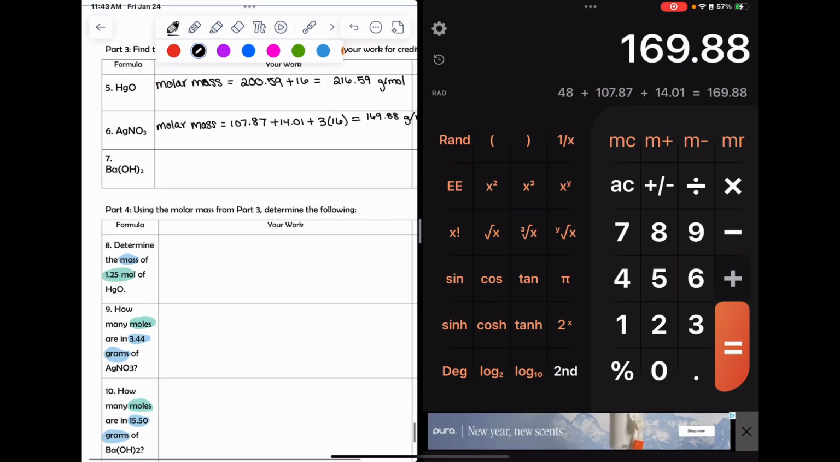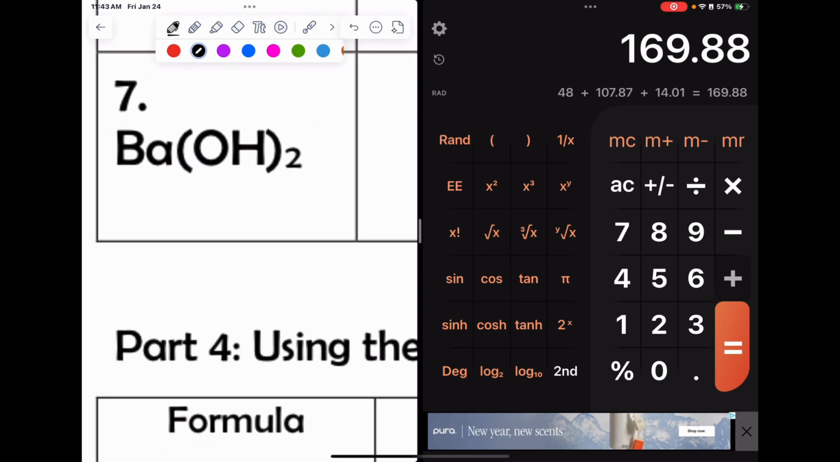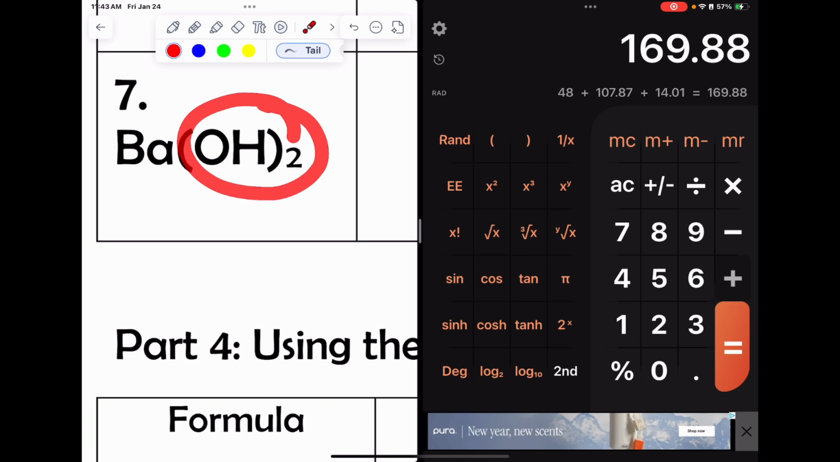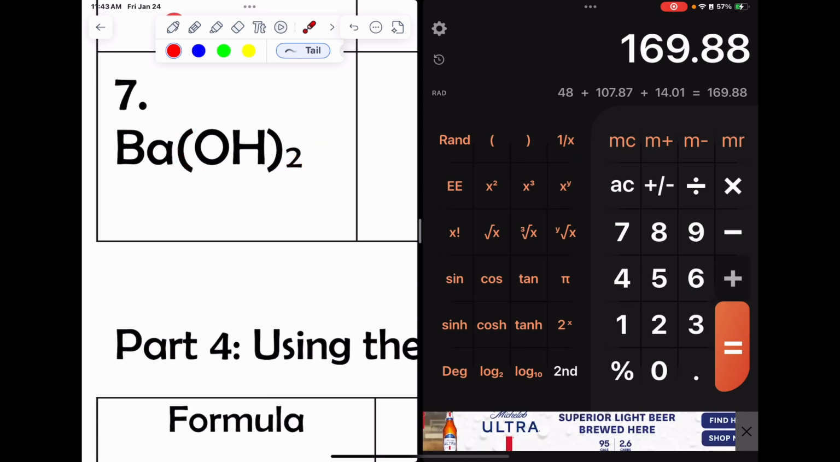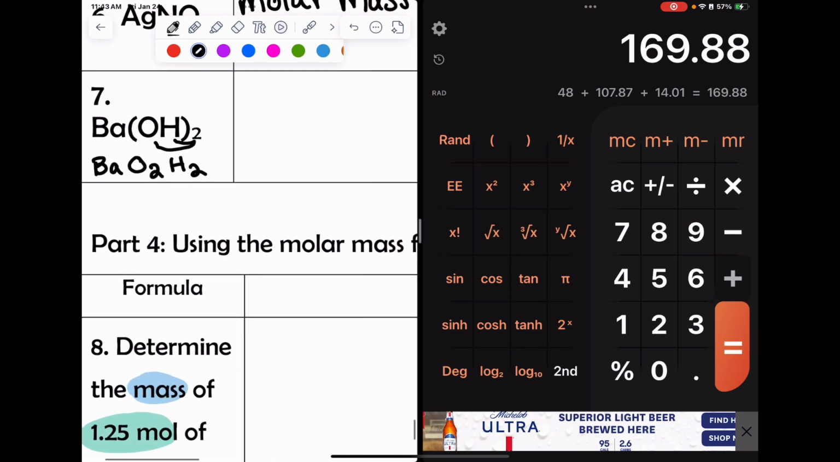Now let's do the same exact thing on number 7, except let's rewrite this without the parentheses. In order to do that, we have this 2. The 2 needs to be distributed to everything on the inside. So it needs to be distributed to O and to H. So in reality, we should have 1 barium, 2 oxygen, and 2 hydrogen. So using that, let's find the molar mass.